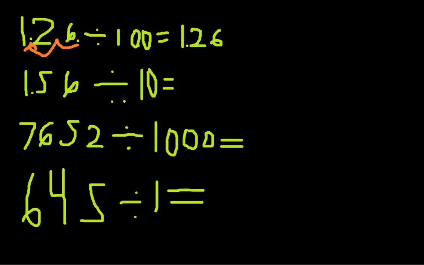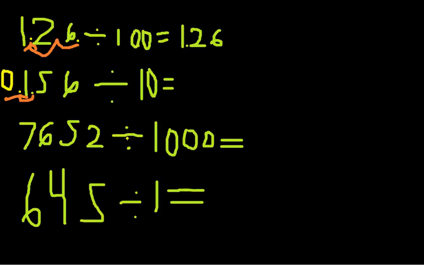Now 1.56 divided by 10. Of course that just has one 0 in it, so we'd only have to take the decimal point here and move it down 1 to here. So it'd just be 0.156.